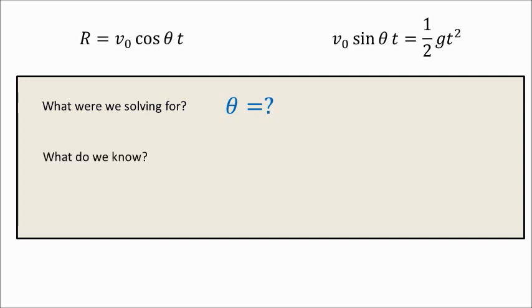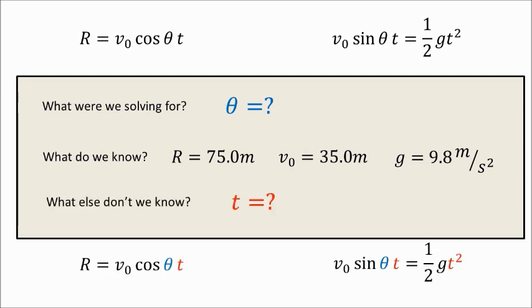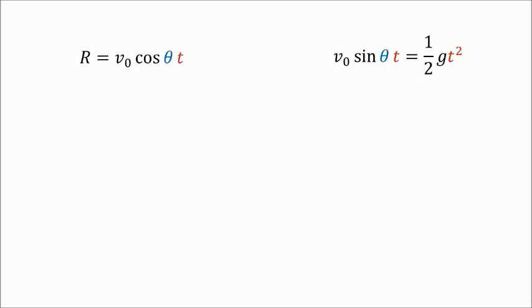What do we know? Well, we know that the range is 75 meters. We know the velocity is 35 meters per second, and we know g. But then what don't we know but we don't want to solve for? And that's t. Okay, so that's red. So I'm going to rewrite these equations with blue and red. So I have these two equations, okay?